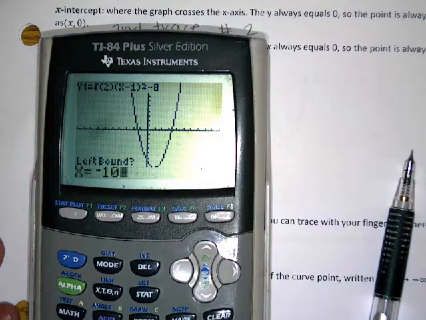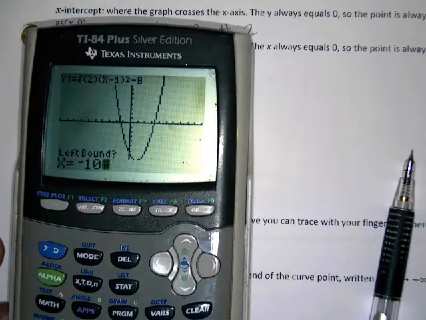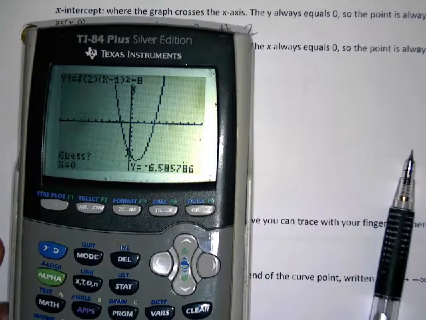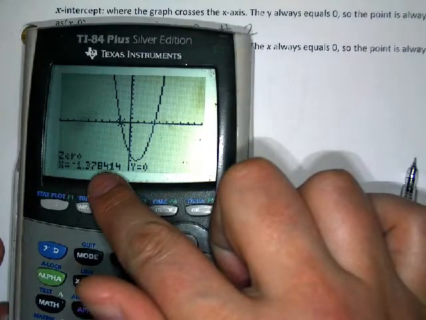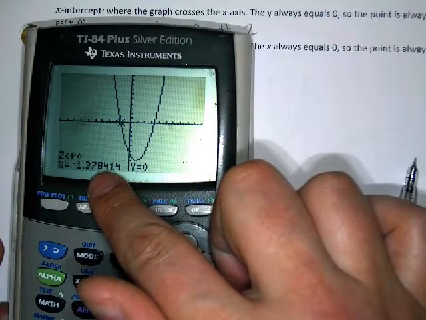So I'm going to use negative 10 for my left bound and 0 for my right bound. So I'm telling my calculator, hey, look between negative 10 and 0. The guess is never good, so I'm just going to press enter to get past that. And then here is our x-intercept, negative 1.378. Now, you could be a little bit more accurate with your guess.